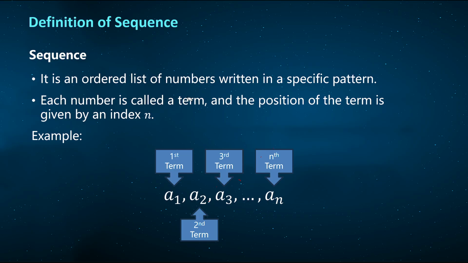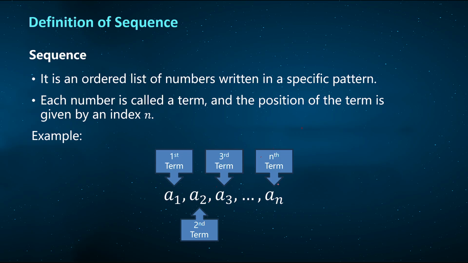Okay, and each number in this sequence is called a term. Okay, and the position of the term is given by an index n. Okay, so here's an example. We have a sequence here. So a sub 1 represents the first term. Next, a sub 2, that is our second term. A sub 3, the third term, up to a sub n. Okay, so this is the nth term.